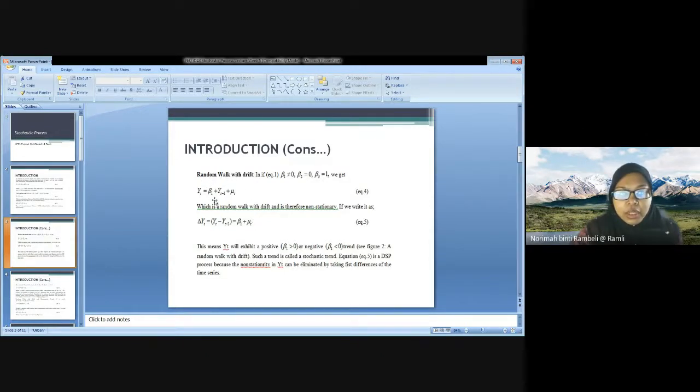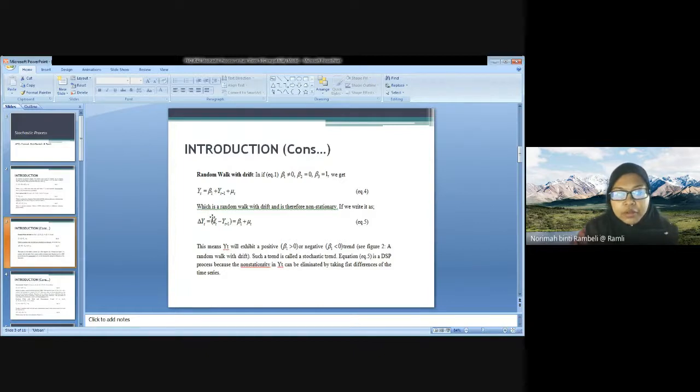Okay, now in random walk with drift, we have YT. YT here is any variable, like if you want to test the unit root for GDP, you can assume YT is GDP. T means this year, T minus 1 means last year. So T here is 2021, T minus 1 is 2020. So Y here can be exchange rate, can be GDP, can be any other macroeconomic variable or financial variable.